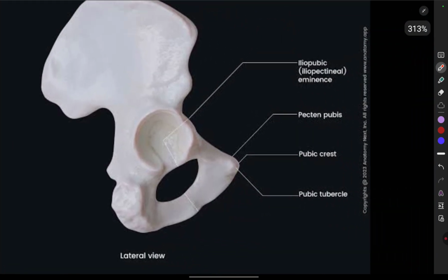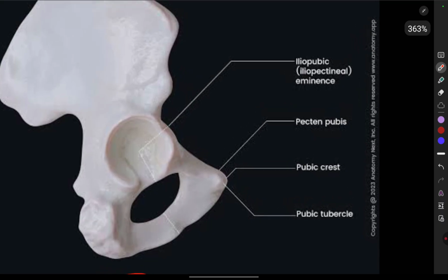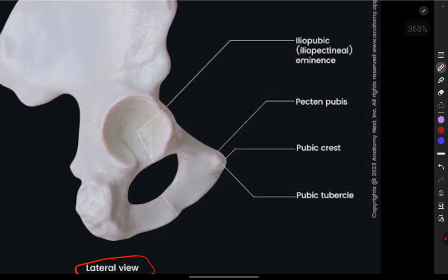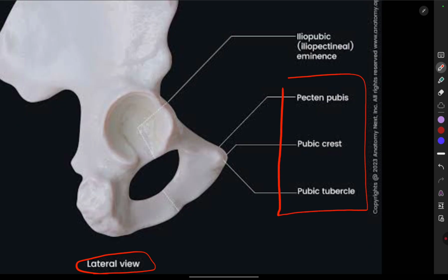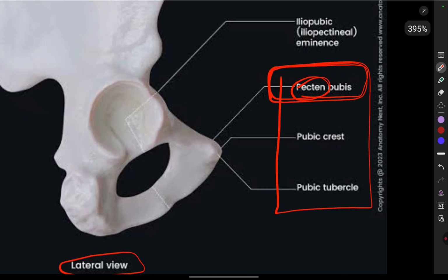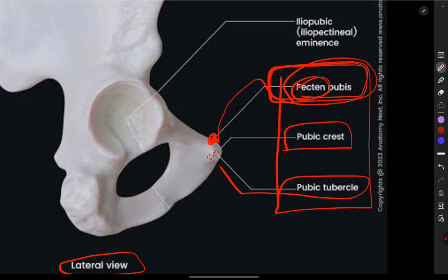And viewing it from the lateral view, this is very important, especially the pecten pubis, where the origin of the pectineus muscle takes place. The pectineus muscle we will study further. So this is called the pecten pubis, looking like a crest. So this is the pubic crest, and you see here there is a tubercle. So this is the pubic tubercle, this is the pubic crest, and above that is the pecten pubis, where the origin of the pectineus muscle takes place.